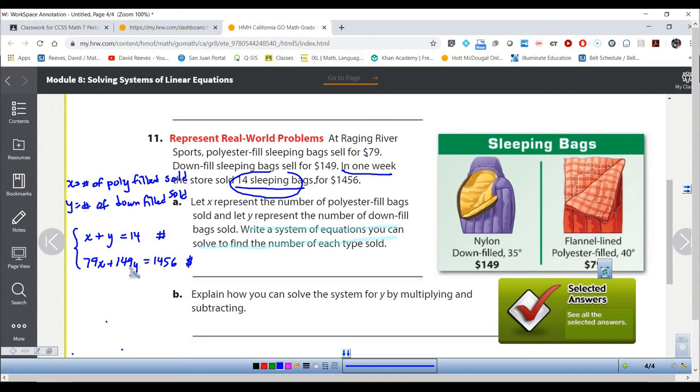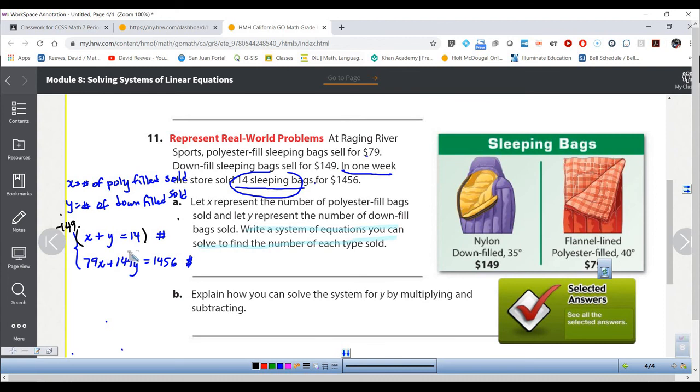All right, and then again, I'm not going to solve this, but this actually would be a good one to use substitution on because you could get that x by itself or that y by itself. Or we could take this top equation and multiply it by negative 79 if we wanted to. Would that be a good idea? And make those opposites, or negative 149 if you wanted to?